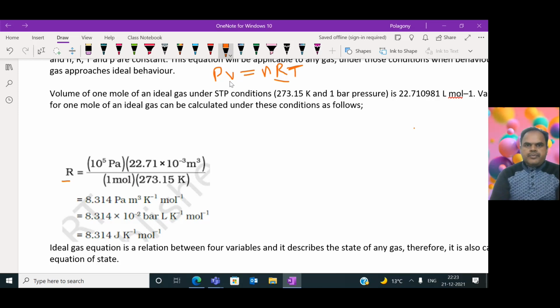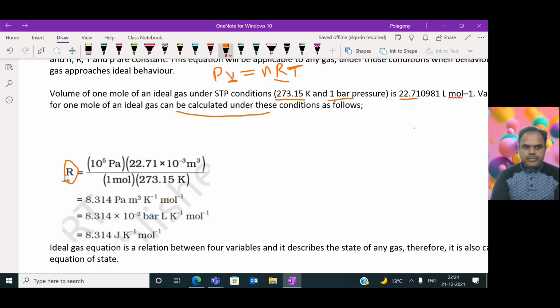Already we know that the volume of 1 mole of ideal gas is how much? 22.7 liters. The V is 22.7 liters at STP conditions, and the temperature is 273.15 Kelvin. The pressure is 1 bar. So for 1 mole of ideal gas, R, the universal gas constant, can be calculated.